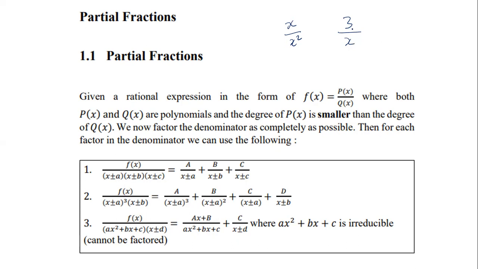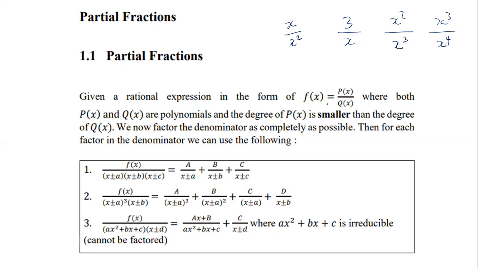So the function found in the numerator is always supposed to have the smallest degree compared to the function found in the denominator. If you have x to the power of 2 at the bottom, the top is supposed to have x to the power of 1. If you have x to the power of 3, the top is supposed to have a lower power. So this statement says that the degree of p of x is supposed to be smaller than the degree of q of x, which is the function found at the bottom, in the denominator.